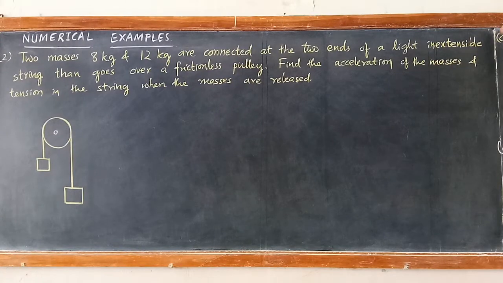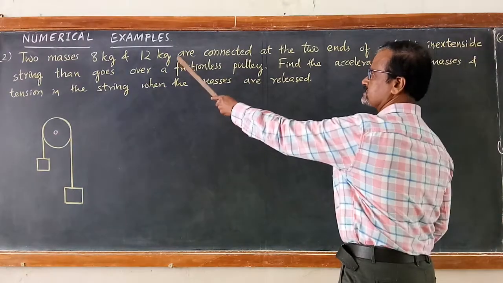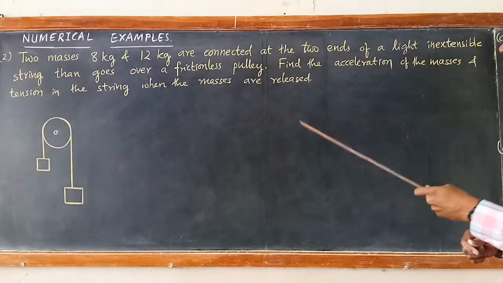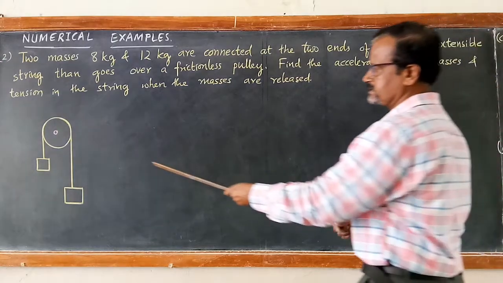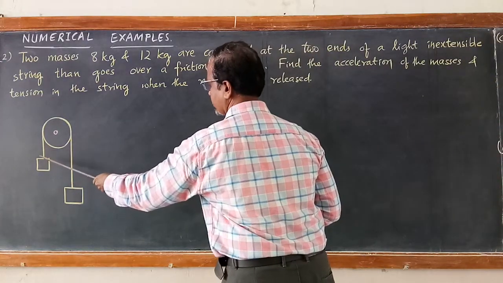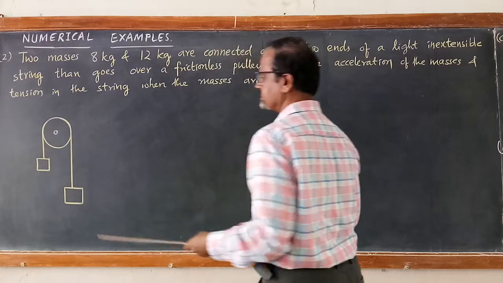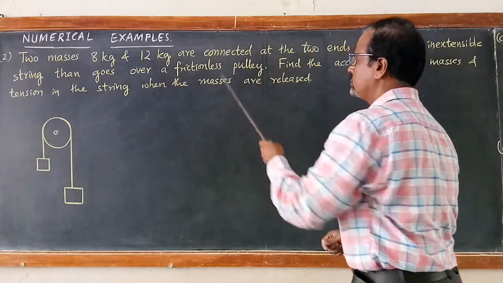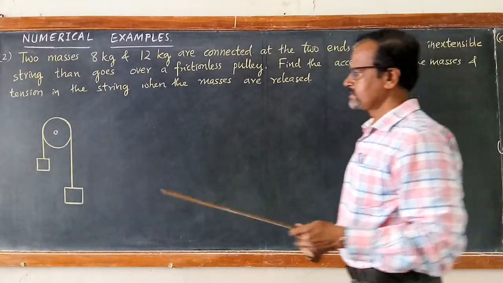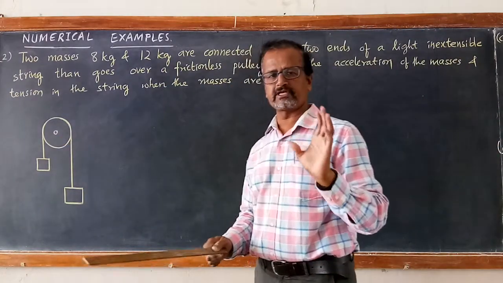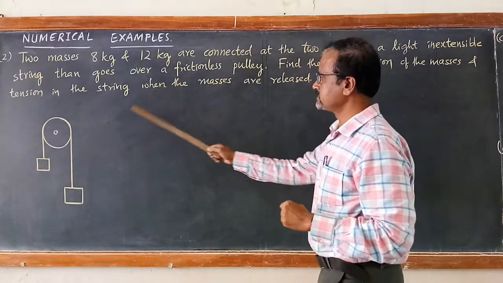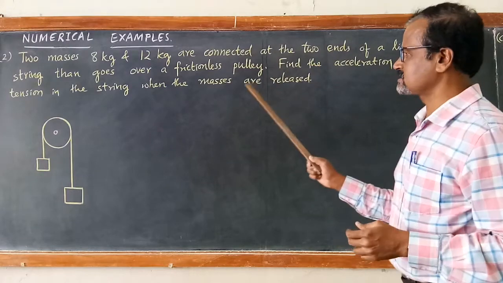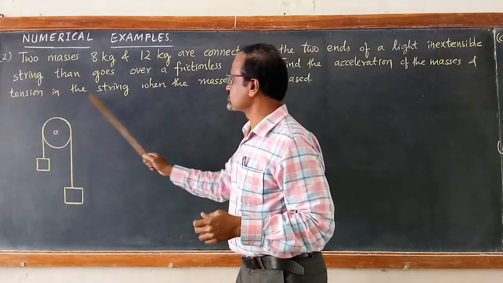Okay, let us see one more connected mass problem. Two masses 8 kg and 12 kg are connected at the ends of a light inextensible string. This is a light inextensible string. These two are connected at the ends of that string, which goes over a frictionless pulley. This is the frictionless pulley. Find the acceleration of the masses and the tension in the string.